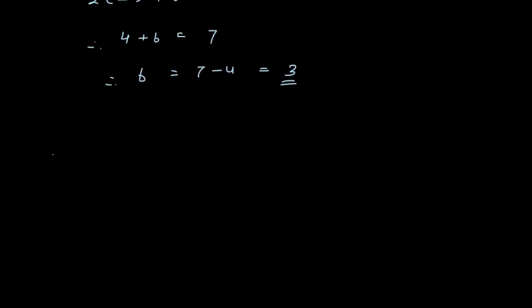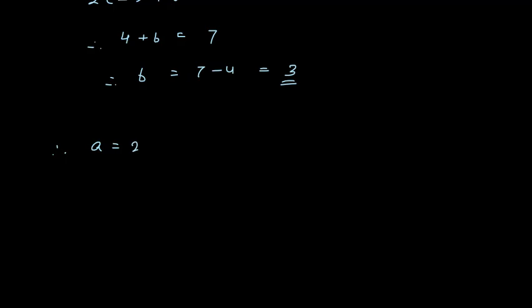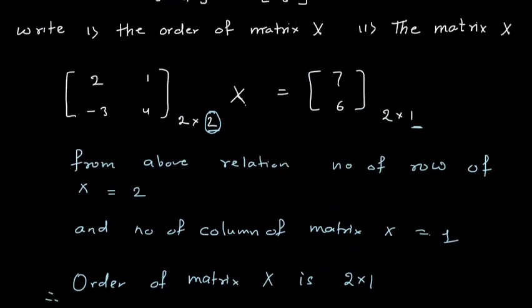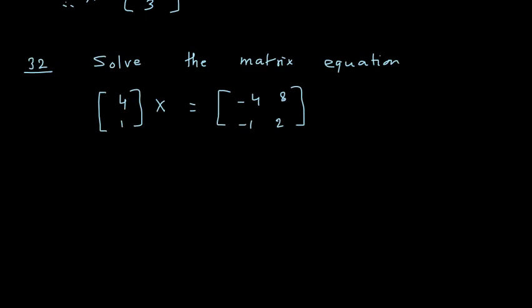So therefore we say that a is equal to 2 and b is equal to 3. The values of a and b we got. Okay. So finally we say that x is equal to [2; 3]. Okay. This is our question 31. Now let us move to question number 32. This 32nd question is solve the matrix equation. Now this is 2 into 1.